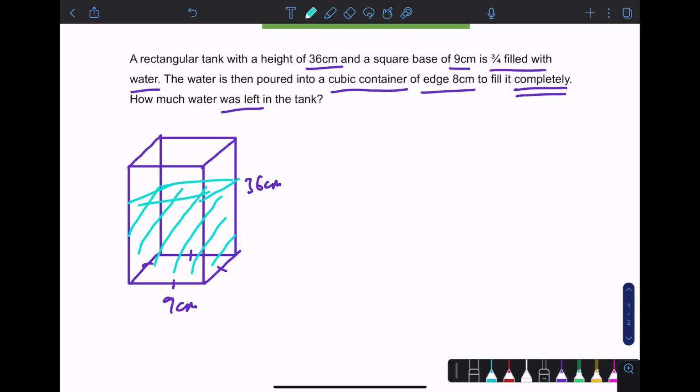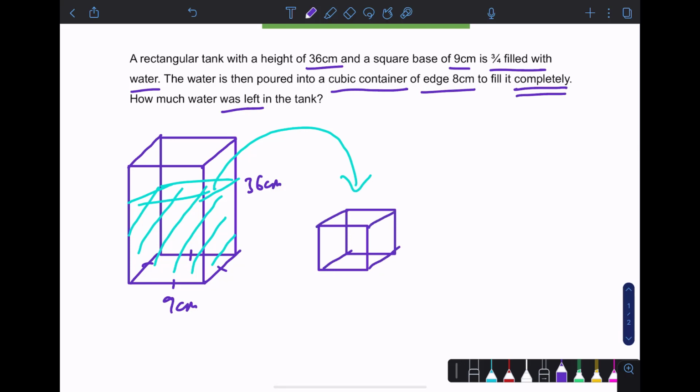So what is happening is you are taking this water and you're putting it into a cubical container. Now the cubical container looks like this. You are trying to fill the cubical container fully with the water that is originally from here. You transfer some of the water into this small cubical container. So that is full now, and there will be some water left here in the original rectangular container.